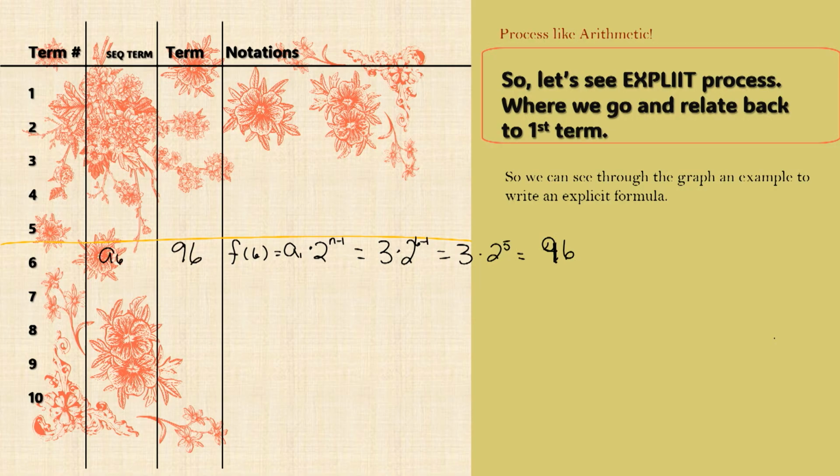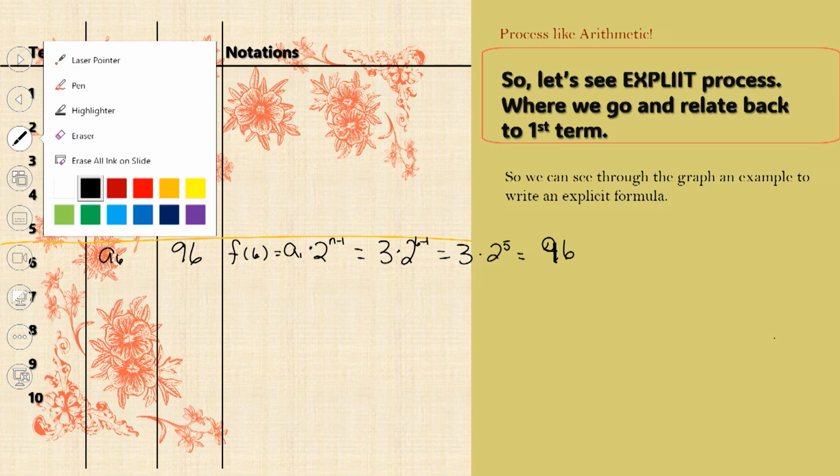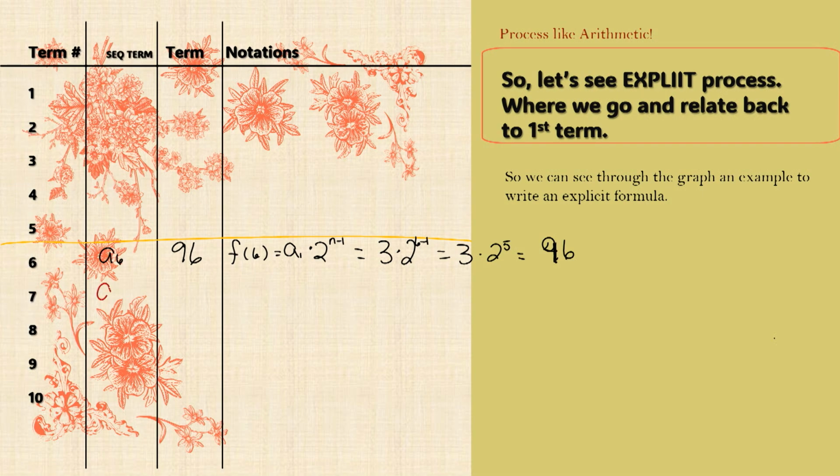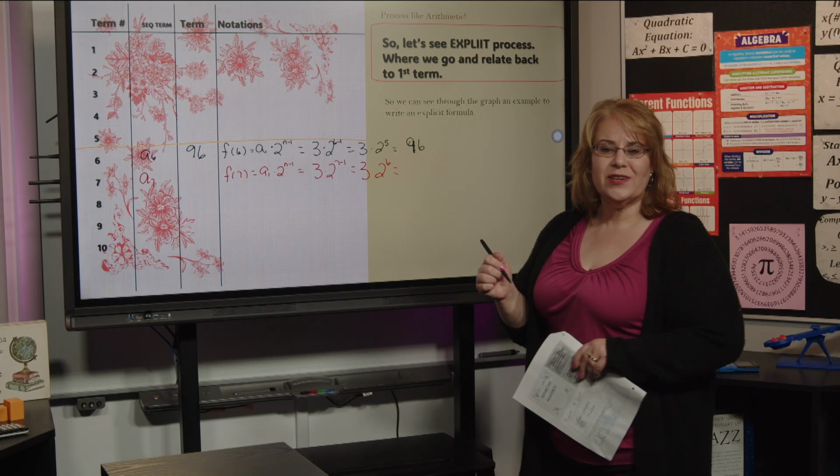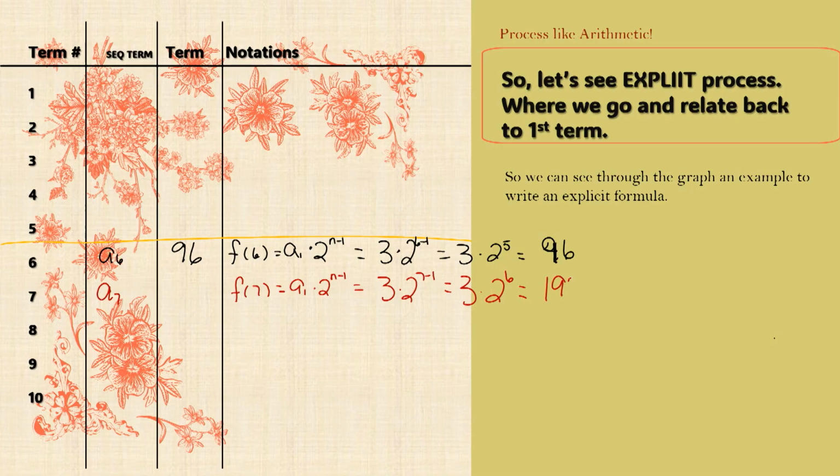Let's go to 7. All right. So here we go. So I'm looking at a sub 7, which is going to look like f of 7 equals a sub 1 times 2 to the n minus 1, which is the same as saying 3 times 2 to the 7 minus 1. All right, so that's also like saying 3 times 2 to the 6th. I'm going to plug that in to my calculator, and what do you get? 192. So here we go. We get 192.